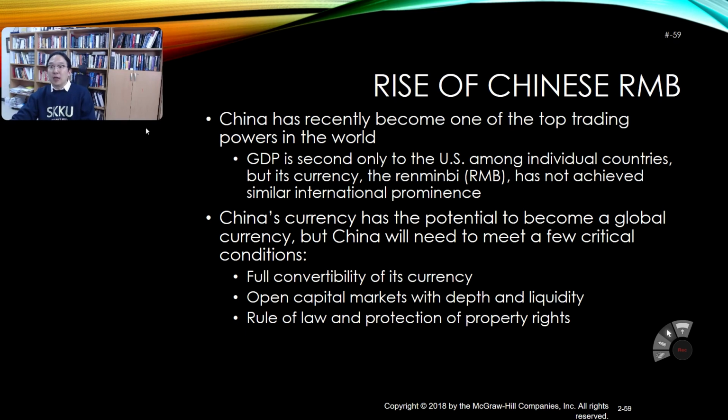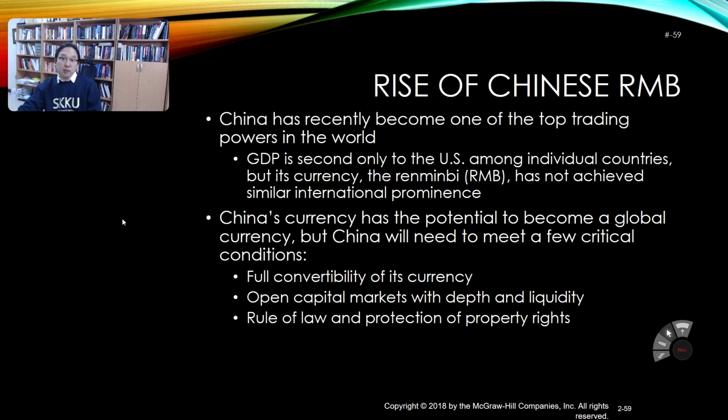Anyway, that's the currency crisis issues, flexible versus fixed exchange rate regime differences. As you move to a flexible regime, the rise of the Chinese renminbi is something we need to discuss. China has recently become one of the top trading powers in the world. GDP is second only to the US. Pretty soon it's going to be number one among individual countries, but its currency, the renminbi, has not achieved similar international prominence.